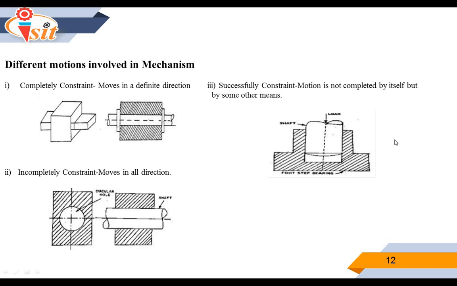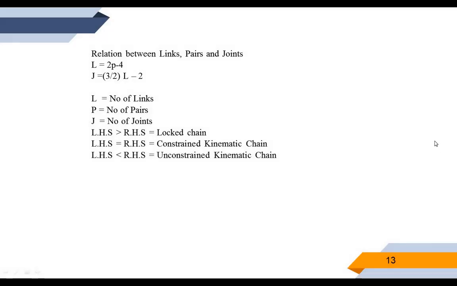Okay, so in the motion of IC engine valves, these are kept on their seat by a spring. That's why, and a piston reciprocating inside the engine cylinder, are also examples of successfully constrained motion. So these are the different motions, that is completely constrained, incompletely constrained, and successfully constrained. These are the motions. So in this way we see the different motions.